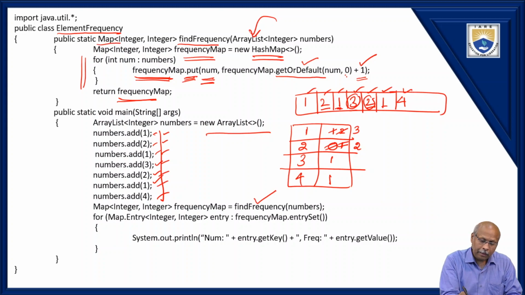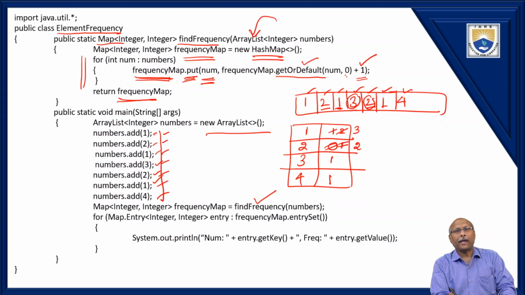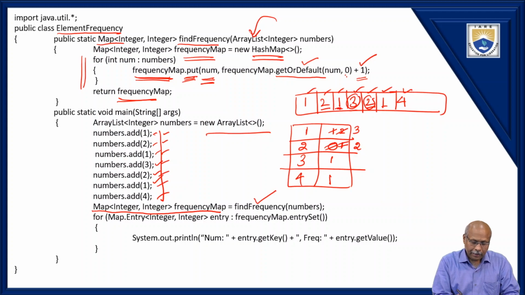So please mention here Map. Map is the parent of HashMap. So you are returning that one and that return value comes here. Map, frequency map. You are passing what? Integer is the key and integer is the value. So the first integer is the key, the second integer is the frequency.